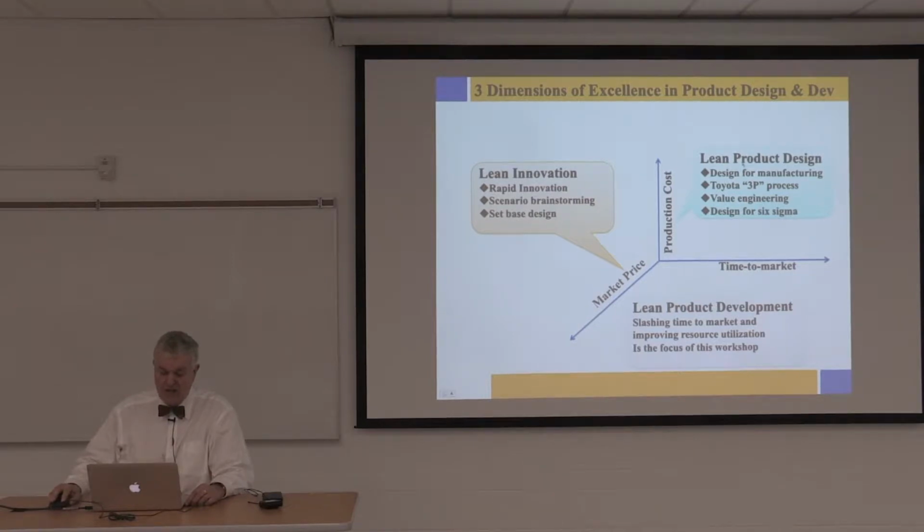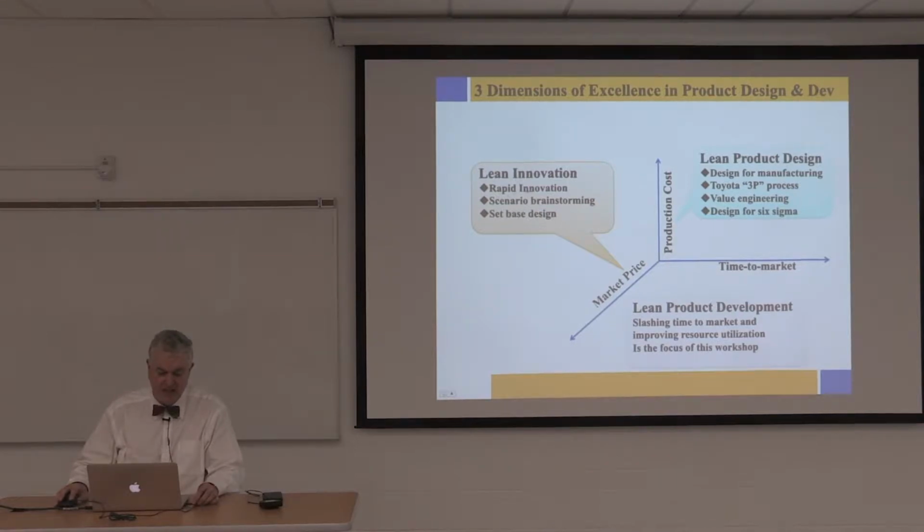Now in production costs, we look at design for manufacturing, the 3 Ps of Toyota, we'll go through that, the value engineering, getting rid of waste, and then the design for Six Sigma. Everybody probably knows about the Six Sigma, reducing variation in the process in order to reduce failures. And the lean product development, slashing time to market by improving the business processes, having concurrent engineering. We talked about that in the previous modules.